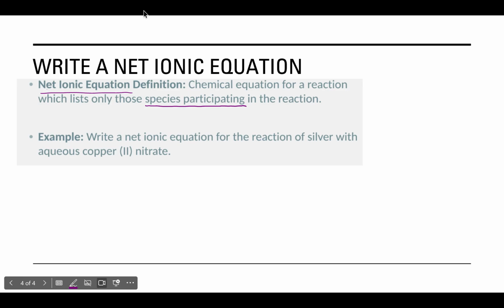It says write a net ionic equation for the reaction of silver. So silver would just be Ag solid, right? Metals are always alone. We don't have a subscript, we don't have a charge, and we're going to react that with aqueous copper 2 nitrate. So copper 2 nitrate, we'd have copper, NO3, and then a little 2 here, and it's aqueous. So we start by writing out the full reaction, and hopefully we would know that this is a single replacement reaction, so your metals are swapping places.